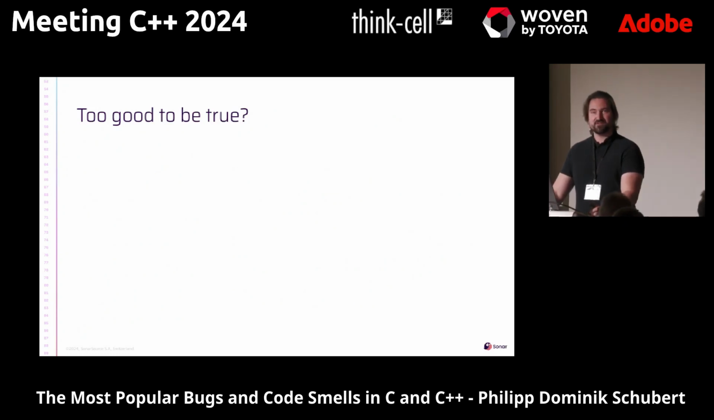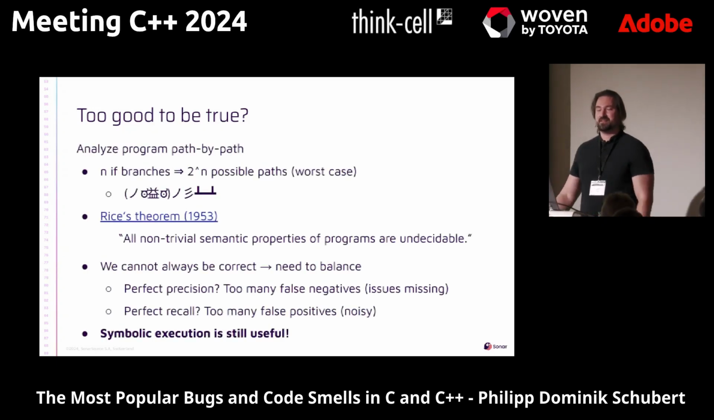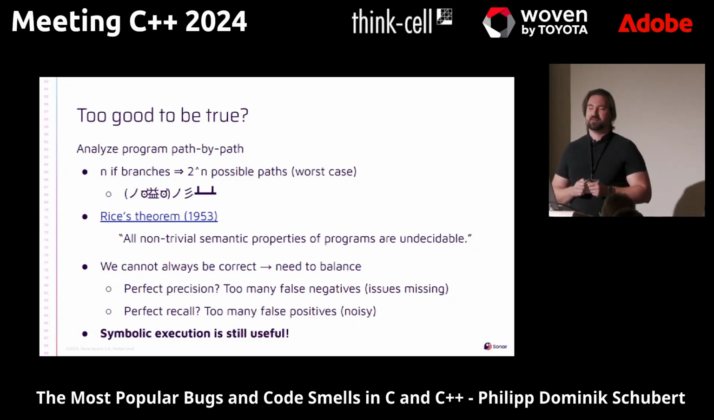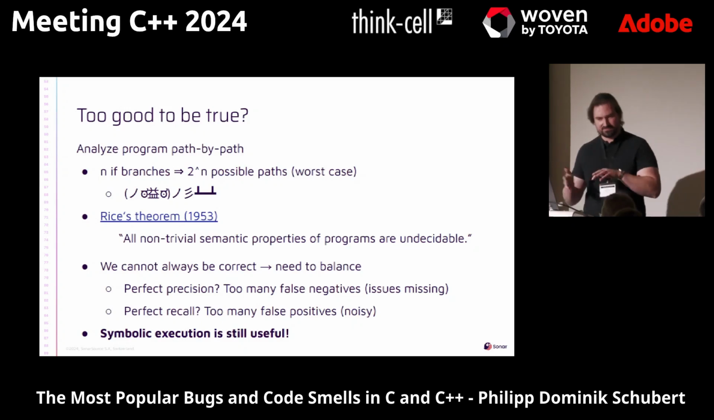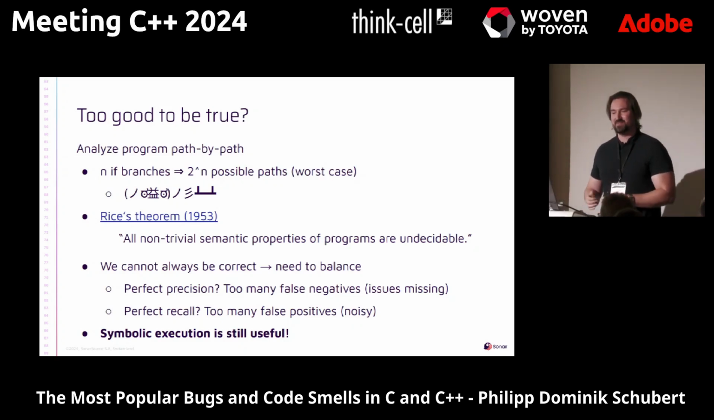So, too good to be true. That looks like a bug prover, isn't that great? But there is a catch. Analyzing path by path, if you have n branches, you have 2 to the power of n possible paths in the worst case. In our example, we had some early returns, so it reduces slightly. But geez, that is quite expensive, right? If you want to apply it to a whole program setting, it can't be done.